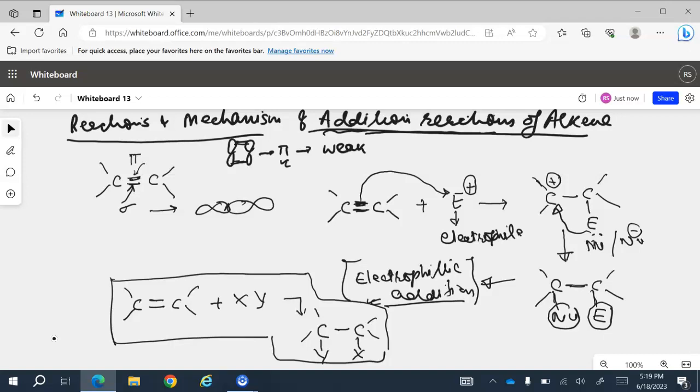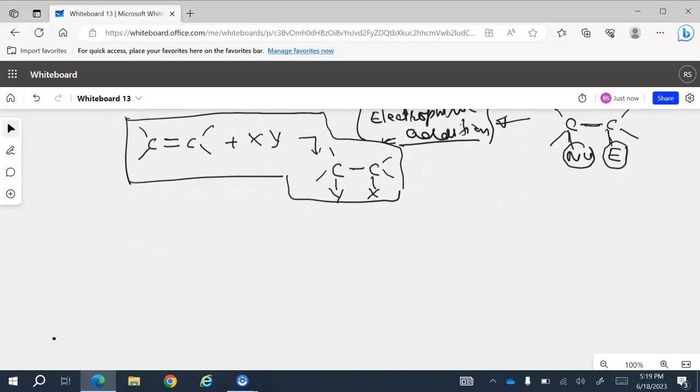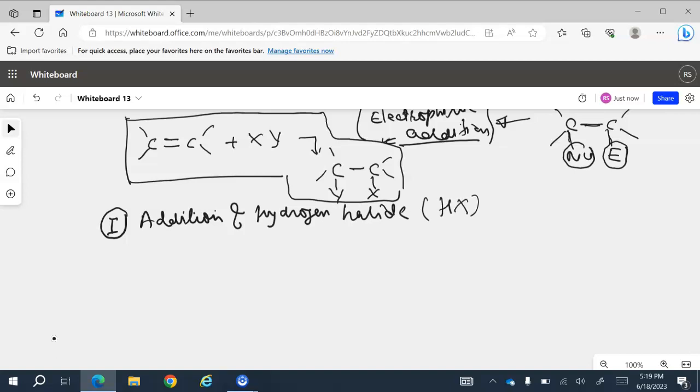Now, to discuss addition reactions, we will go with some specific examples of such addition reactions of alkene. In this category, the first reaction that we discuss is the addition of hydrogen halide, also called addition of HX, where HX can be HCl or HBr or HI. So the X can be any halogen.